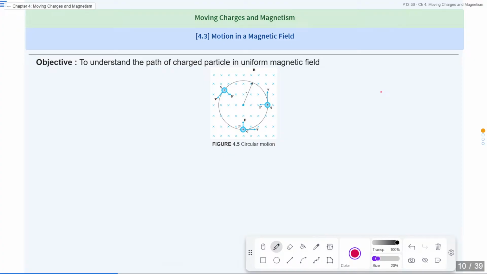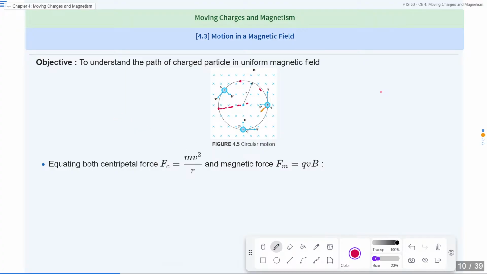And if you find the direction of force at any point, you will find the direction of force passes through the center. So it means the charge follows a circular path, and the magnetic force is providing the centripetal force to that particle to rotate in a circular path. So what is the centripetal force for any particle moving in circular motion? Centripetal force is mv square by r.